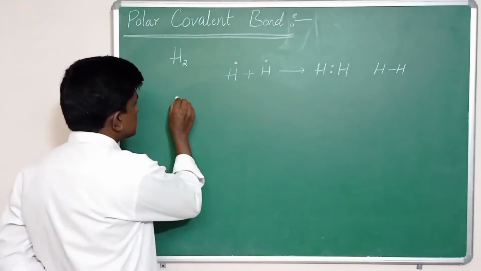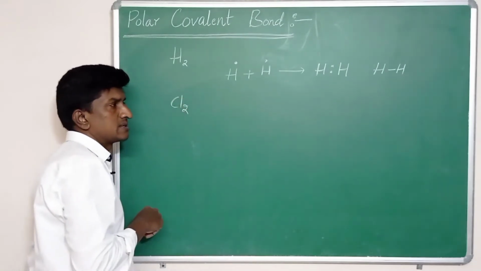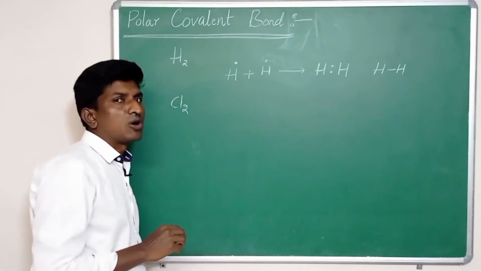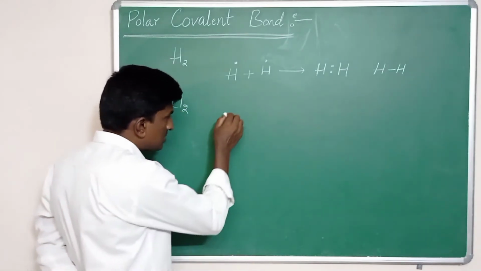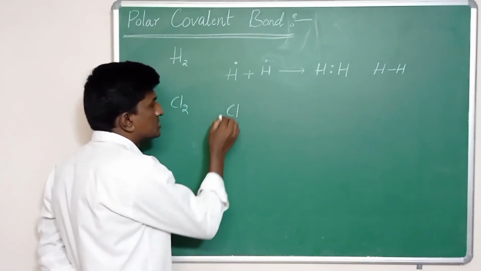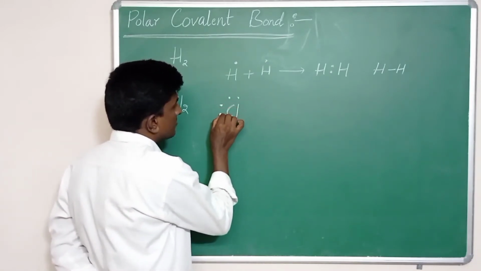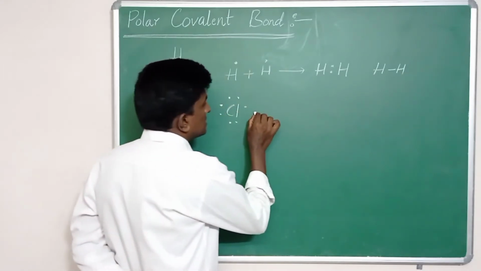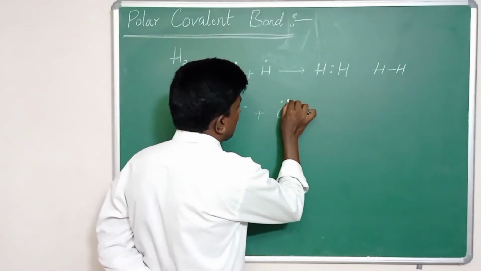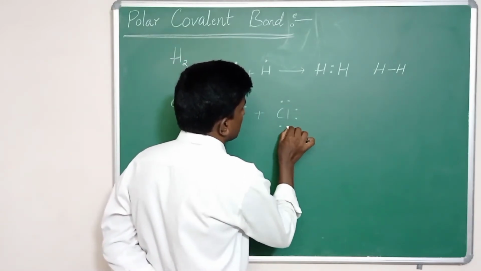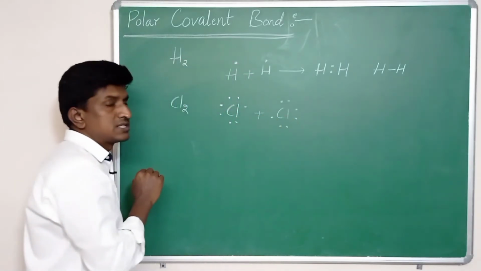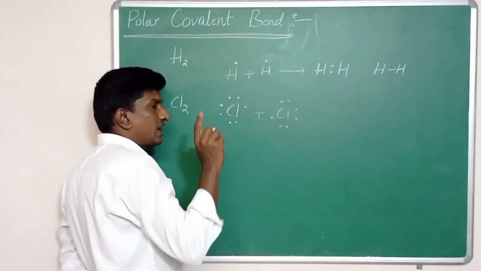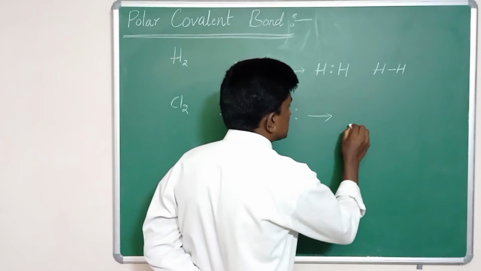Similarly, let us discuss the formation of chlorine gas. We know that chlorine has 7 electrons in its outermost orbit, or third orbit. So according to the Lewis dot structure, chlorine has 7 electrons and the second chlorine also has 7 electrons, and each chlorine contributes 1 electron and a pair of electrons is formed.